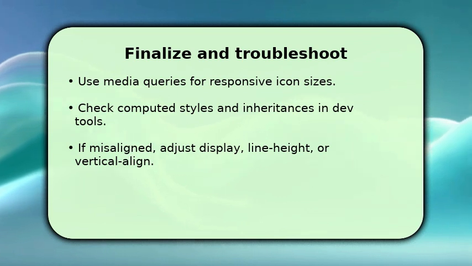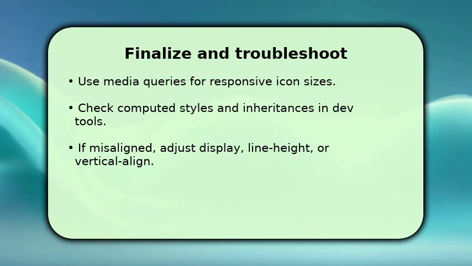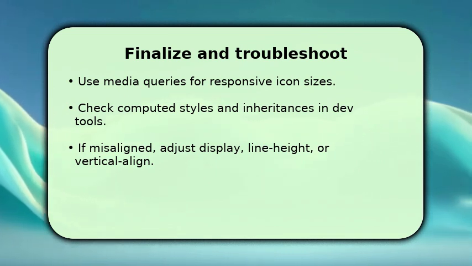rules. If icons look offset or clipped, make sure display is inline block or block, adjust line height, and tweak vertical align or overflow. If problems persist, clear caches and recheck specificity. This usually reveals the stray rule causing your issue.